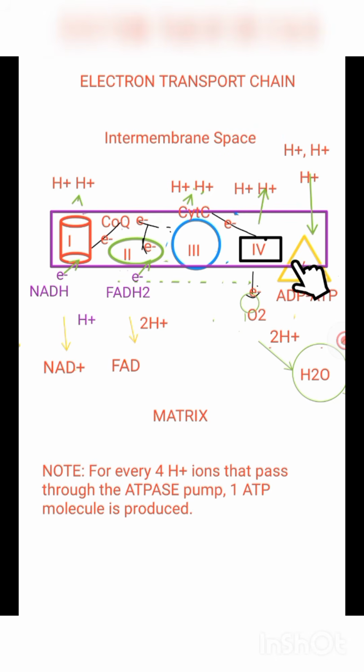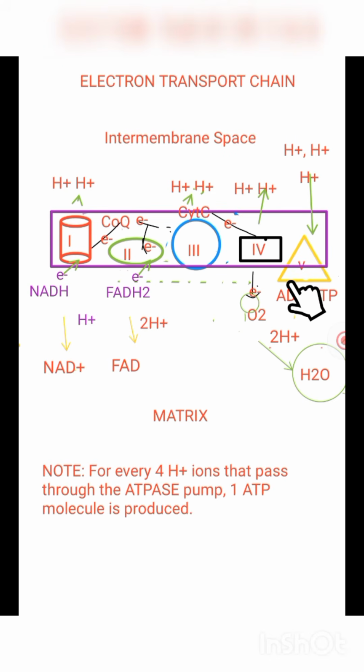So complex 5, or the ATPase pump, will take advantage of this situation because we know that eventually these protons will have to come back. So the ATPase pump, or complex 5, provides a channel, a path through which these protons have to pass into the matrix of the mitochondria. Now, the interesting part here is, as protons move through this ATPase pump, energy is generated by this movement of protons.